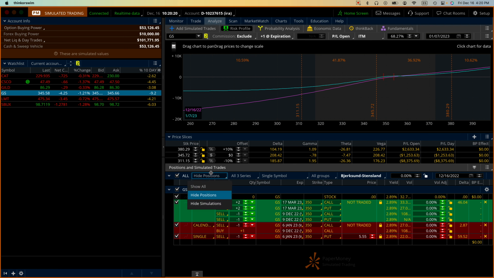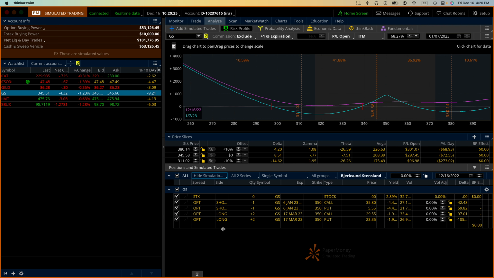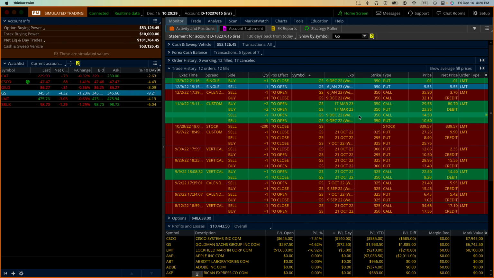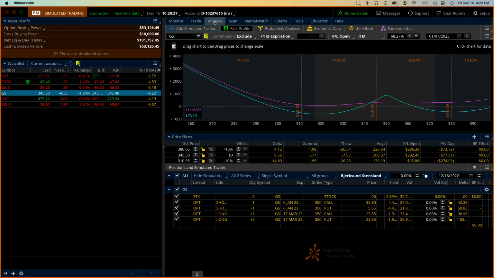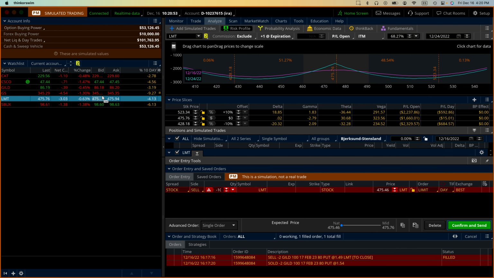Okay, let's go analyze, hide the simulations. This is our current position, really, after all the adjustments. All right, this is the position as we have it right now, and I don't really think I need to change anything. It's right at the cone here. The expiration is January. I'm going to let it be. Let's go to LMT.